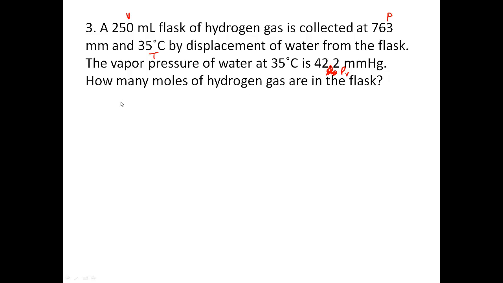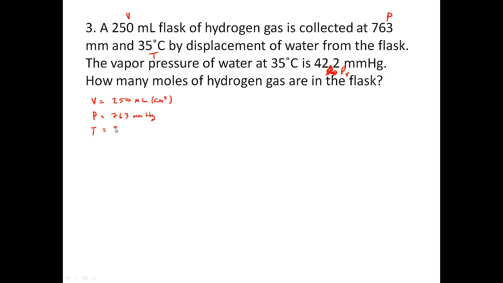So let's go ahead and just write this out. So we've got V, that's 250 milliliters. That's also, by the way, a milliliter is the same as centimeter cubed. Did you know that? Pressure, 763 millimeters of mercury. Okay.